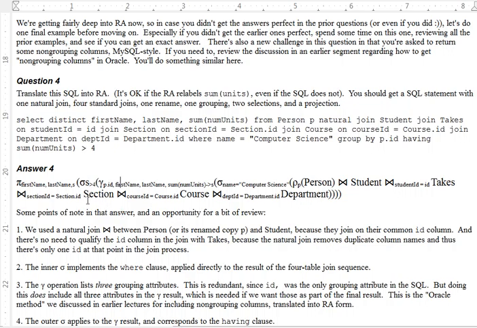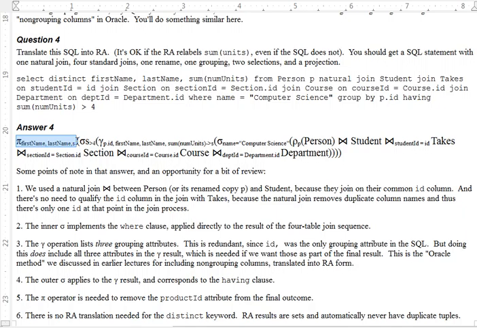Then, fourth point, the outer sigma applies to the gamma result and corresponds to the having clause, asking if sum of units is greater than 4. Fifth, the projection operation is needed to remove the product ID attribute from the final outcome. And then finally, sixth, there is no RA translation needed for the distinct keyword. RA results are sets and automatically never have duplicate tuples.